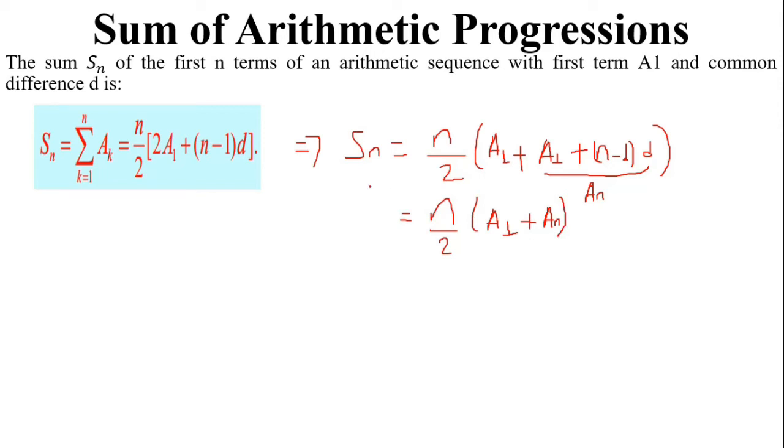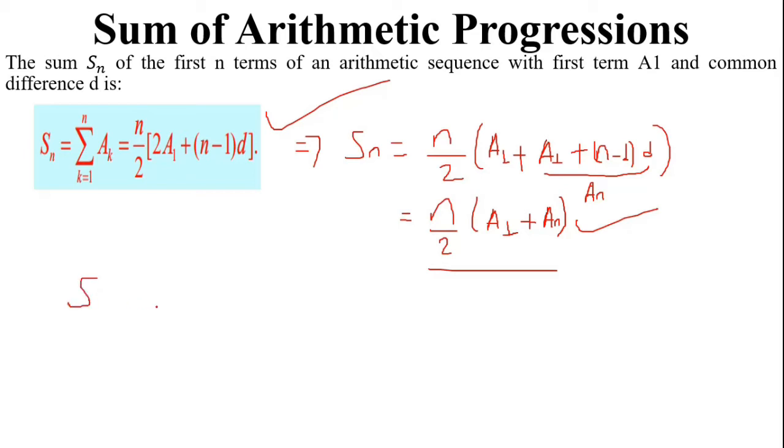If you have the first term and the common difference d, you can use this formula. And if you have the first term and the final term, you can just use this second formula. For instance, if you are asked to find the sum of the first 10 or 100 natural numbers, it's better to use this formula. So for instance, to find the sum of the first 10 natural numbers, this can be calculated as follows.